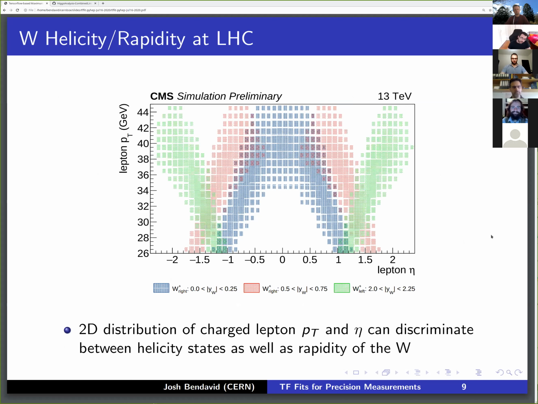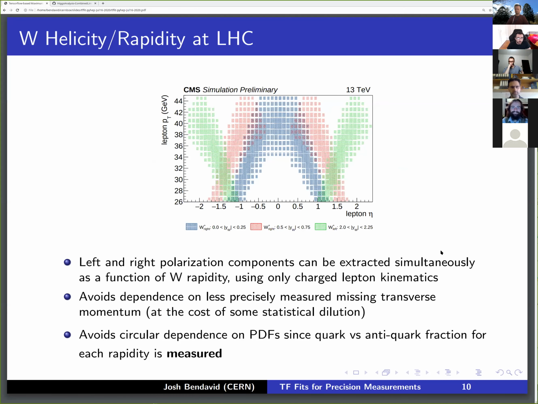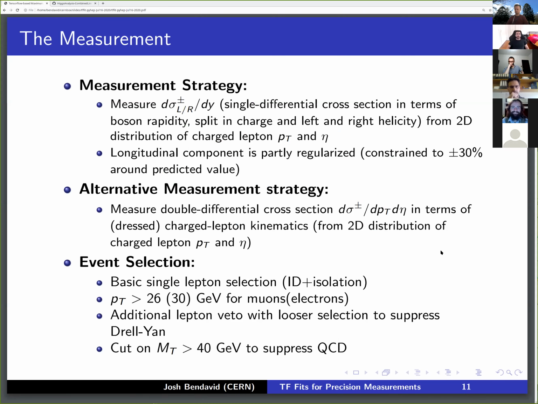So if you try and split this up by polarization states and by rapidity bins, you end up with these really non-trivial templates that are overlapping, and many of them. So you can probably see where this is going. So what we try and do is measure these cross-sections from the 2D distribution of the charged lepton pT and eta in bins of rapidity and split into the 3 polarization states. So it's a binned template fit in a sense, but with many templates and many non-trivial aspects.